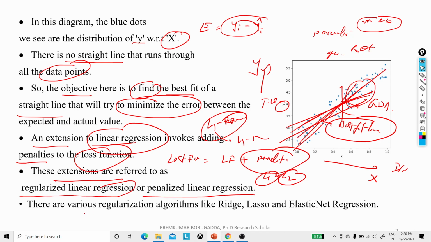For penalization, which means regularization, we need some kind of algorithm: ridge, lasso and elastic net. The ridge algorithm was completed in the previous lecture. In today's lecture I am going to explain lasso. In the next video I am going to explain elastic net.